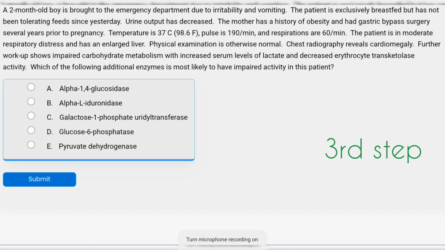The third step was reading the vignette. As we read through the vignette, we try to differentiate the signs and symptoms and relate them to the question which was asked in the last line as we read previously. A 2-month-old boy is brought to the emergency department due to irritability and vomiting. The patient is exclusively breastfed but has not been tolerating feed since yesterday. So here is breastfeed intolerance.